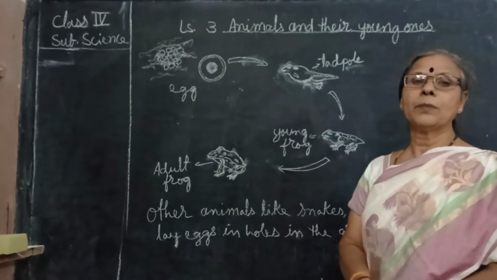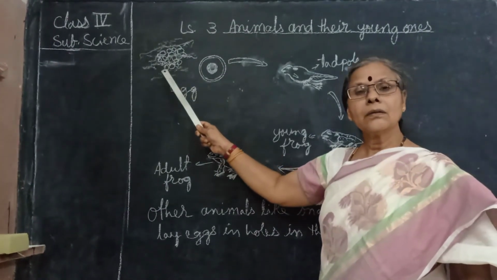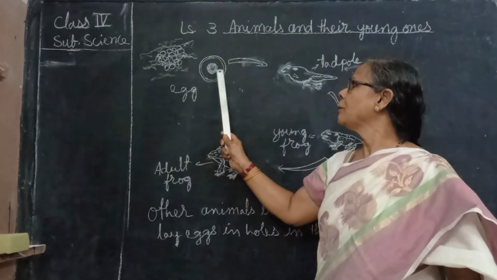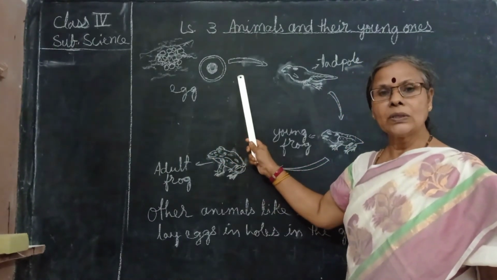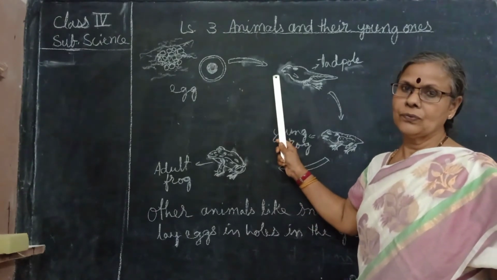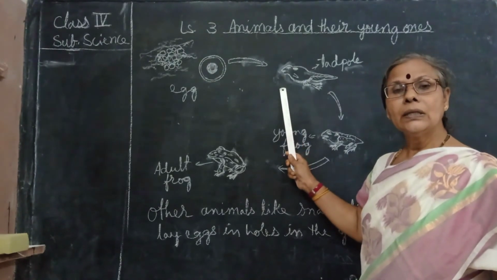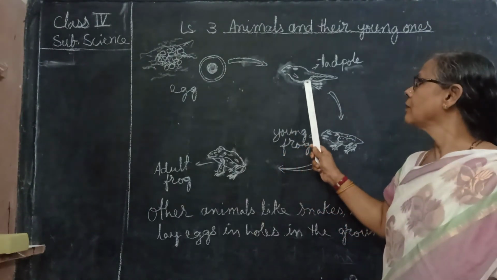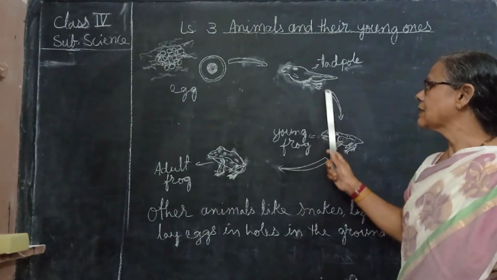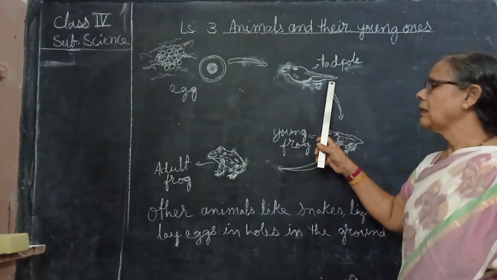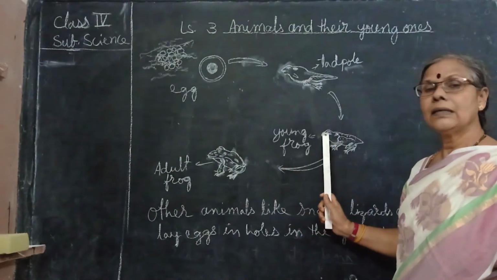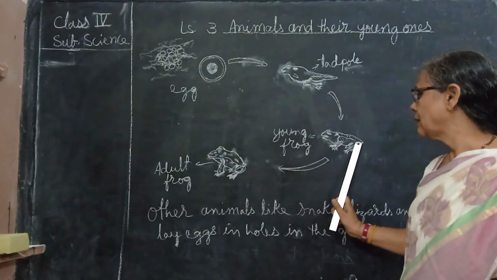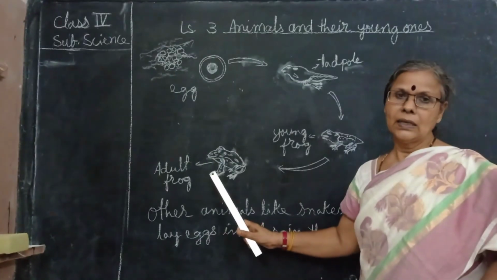Once again, I will explain this. A female frog lays eggs in water. After some time, the egg hatches out and the tadpole comes out of it, and they start swimming in the water. They look like fish. Then after some time, when they develop legs, the tail becomes shorter and shorter, and after some time it disappears. You can see the young frog, and when the tail disappears, it changes into an adult frog.